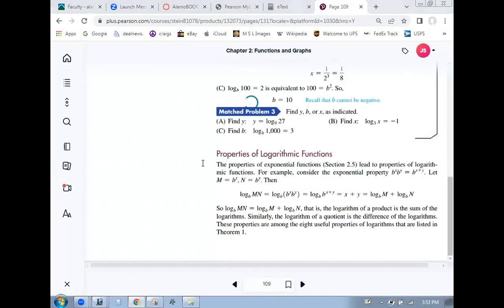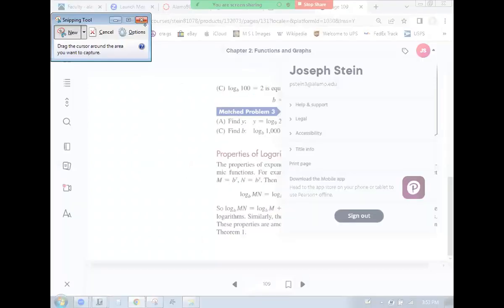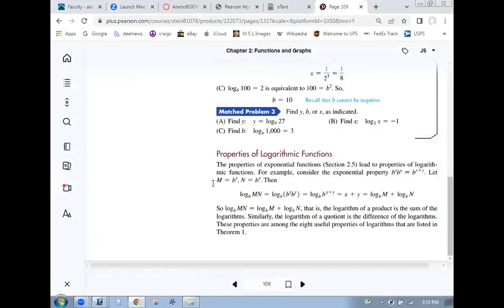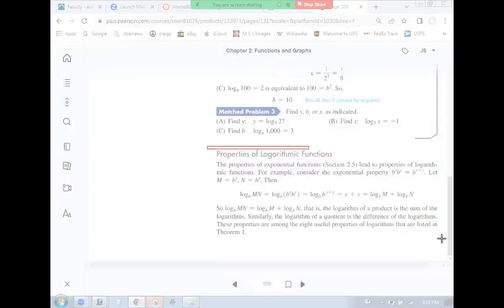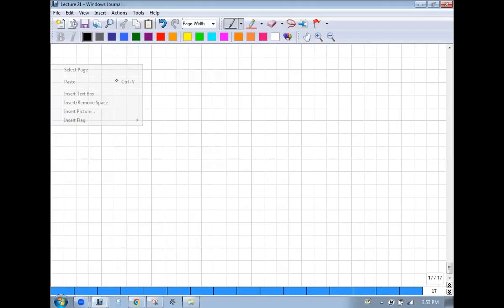So here's where they talk about the tricks I showed you earlier. Properties of logarithmic functions. The tricks that are going to help us out here.